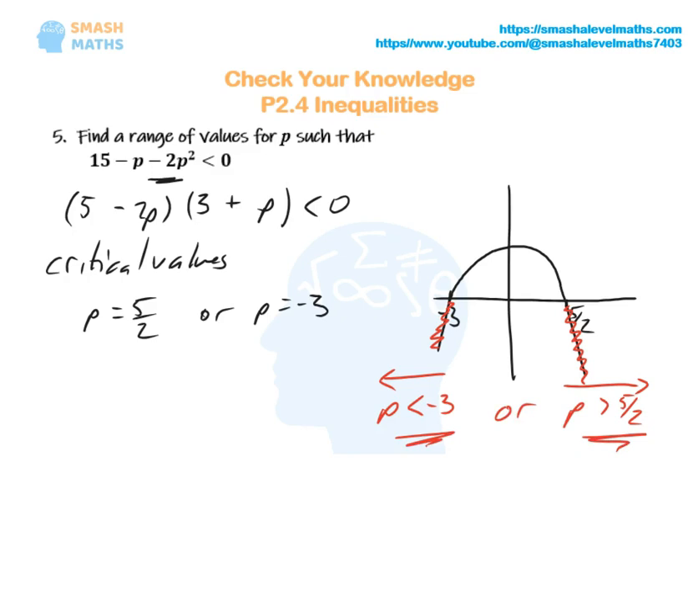And I would always recommend drawing the graph because it's not always obvious which bits you want, particularly if you've got a negative quadratic here and a less than. So drawing the graph helps you see exactly which bits it is you're looking for and make sure you get your inequalities right.